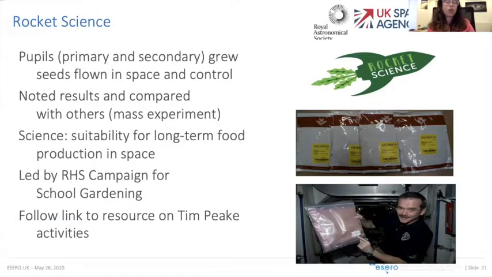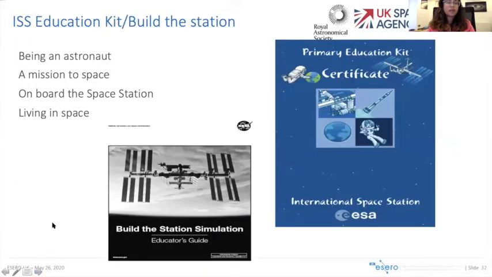So if you have a school garden, it's a nice thing to think about. How would you grow food in space, and where would you get the soil from, and how does gravity, or the lack of gravity, affect growing plants and food in space? And then there's the ISS Education Kit for younger primary, talking about the International Space Station. You can design an astronaut spacesuit. What's it like living on the International Space Station? Where do they sleep? How do they use the toilet? And those kinds of considerations.